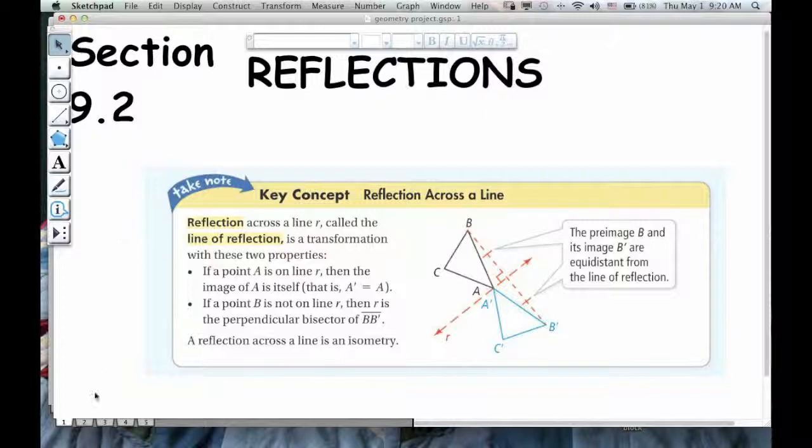Reflection across line R, not necessarily called R, transforms images by mirroring them. For example, if point A is on line R and A prime is also on the line, it reflects and the image is mirrored. But for points like B, the line R acts as a perpendicular bisector of B and B prime.